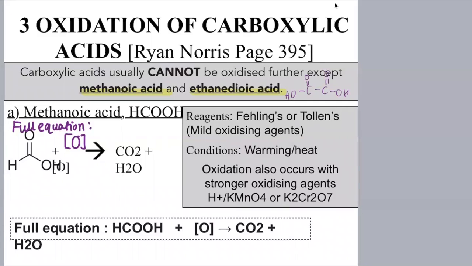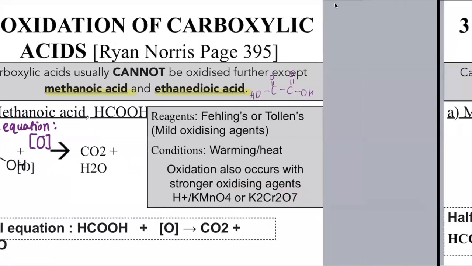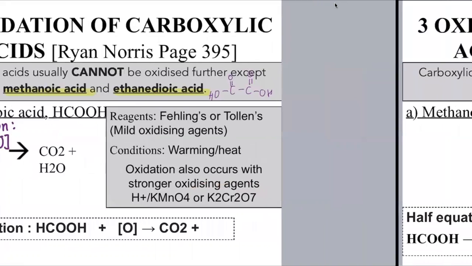Now, Fehling's and Tollens is a less commonly used oxidizing agent. So far, we only use it to test for aldehydes. But now you know that it can be used to oxidize your methanoic acid further. But of course, you can use a much stronger oxidizing agent, which is the commonly used one, the acidified potassium manganate or acidified potassium dichromate. No problem. This should also work with either mild or strong oxidizing agent.